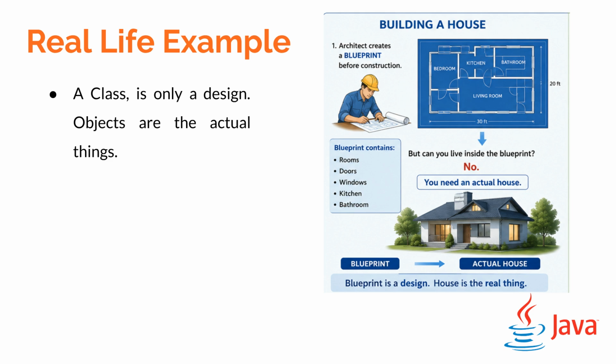An architect draws a layout detailing where the kitchen, bedrooms, and doors go. However, you cannot eat, sleep, or live inside a piece of paper. It is just a specification, a design, or a template. To live in it, workers must take that blueprint and physically build a house. The resulting structure is a physical, concrete instance of that blueprint.